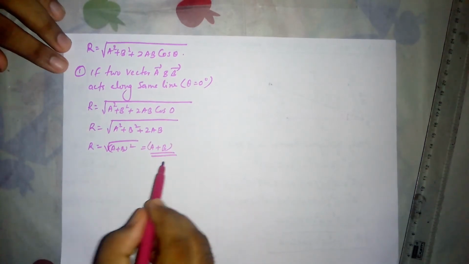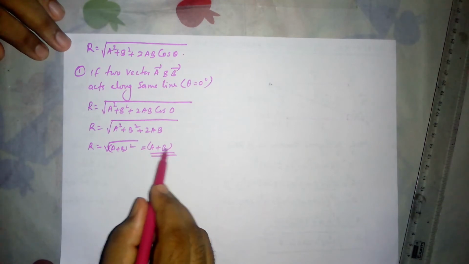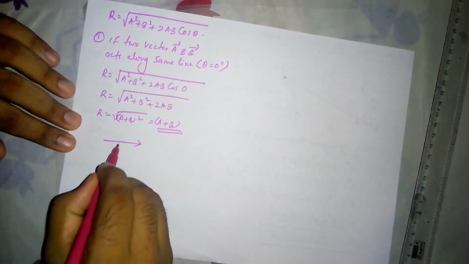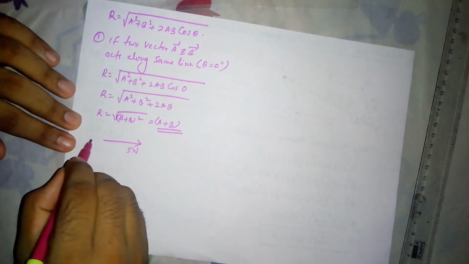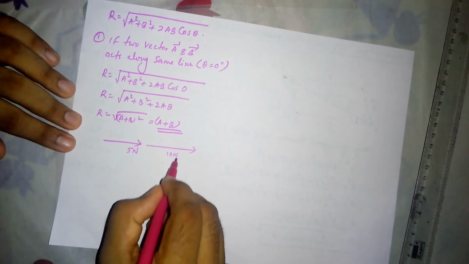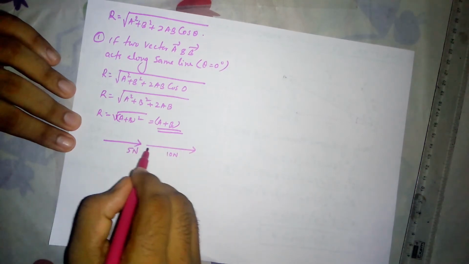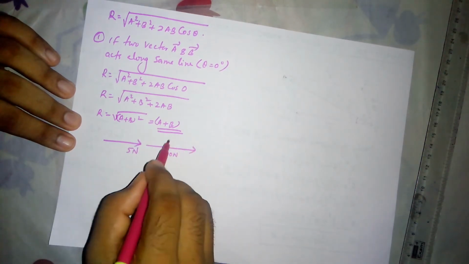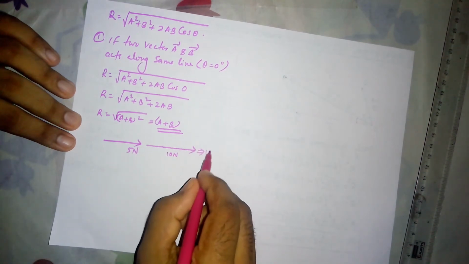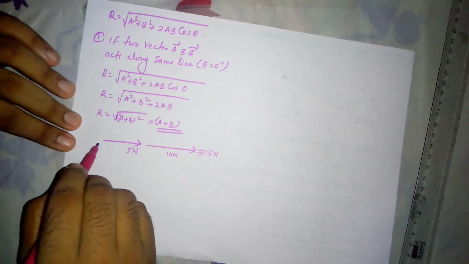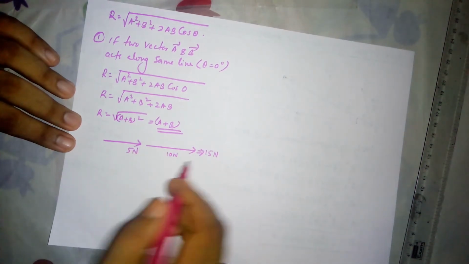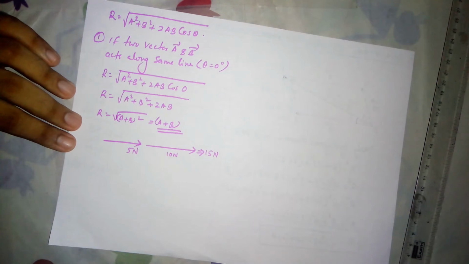So the resultant will be the sum of the two vectors. Suppose two forces are acting: 5 Newton is acting in this direction, and one more force, 10 Newton, is also acting in the same direction. What is the angle between them? The angle between them is 0. So how much will be the effective force or the net force? Net force will be 15 Newton. The direction will be in the direction of 5 Newton and 10 Newton. Both are in the same direction, right? So that is the first special case.